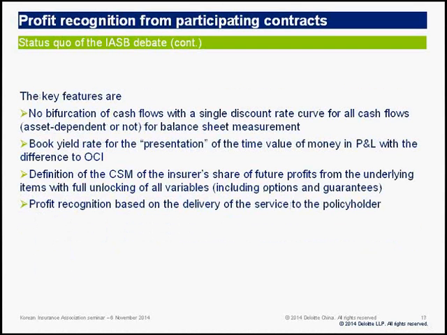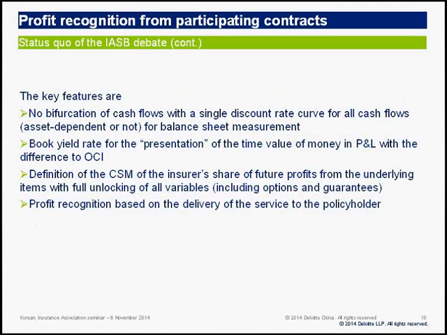First of all, no bifurcation of the cash flows, single discount rate curve for all cash flows, so a building blocks approach without the split of cash flows that the mirroring wanted, so along the lines of what the majority of the commentators recommended to the IASB. But interestingly, the European CFO Forum proposed a single discount rate for all cash flows, whether they are asset dependent or not, for balance sheet measurement.